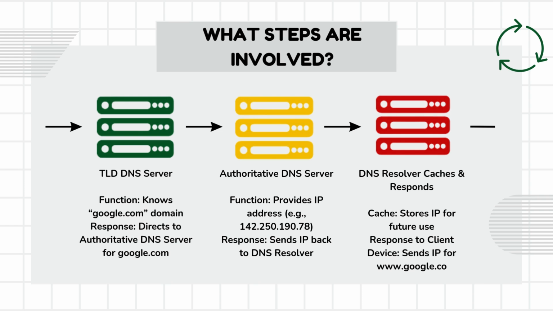Okay, let's continue to step 4. TLD DNS server points to authoritative DNS server. The .com TLD server doesn't know the IP either, but directs the resolver to the authoritative DNS server for google.com, which does. Step 5. Authoritative DNS server provides IP address. The authoritative DNS server for google.com has the IP address, let's say 142.250.190.78, and it sends it back to the DNS resolver.